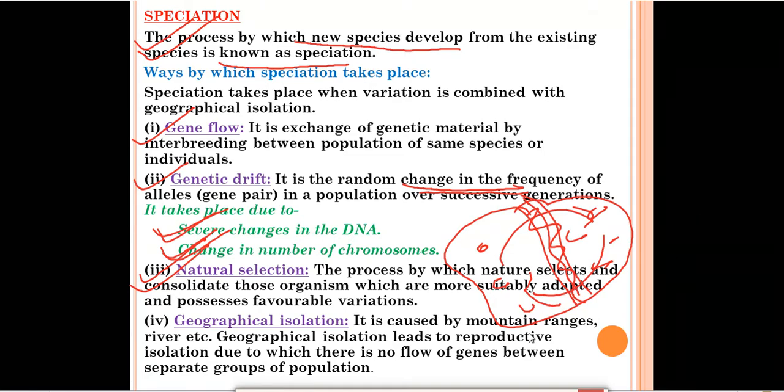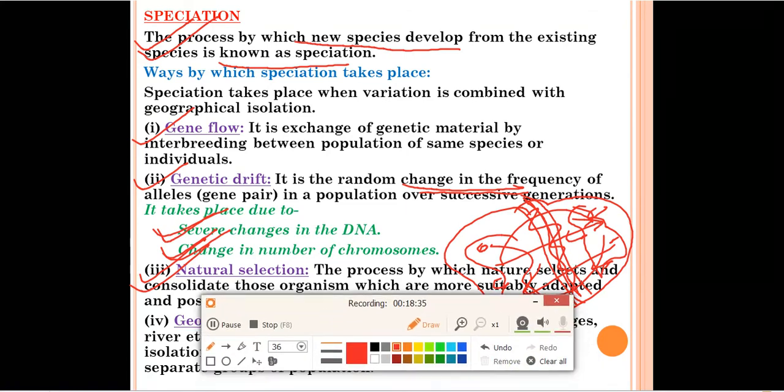So geographical isolation is caused by mountain ranges, rivers, etc. Suppose this is because of a river. It leads to reproductive isolation, due to which there is no flow of genes between the separate groups. Genes will not flow from here to there, or from there to here. The organisms produced over here will reproduce among themselves, and the organisms over there will reproduce among themselves. So this is called geographical isolation. This was all about speciation and how it takes place.